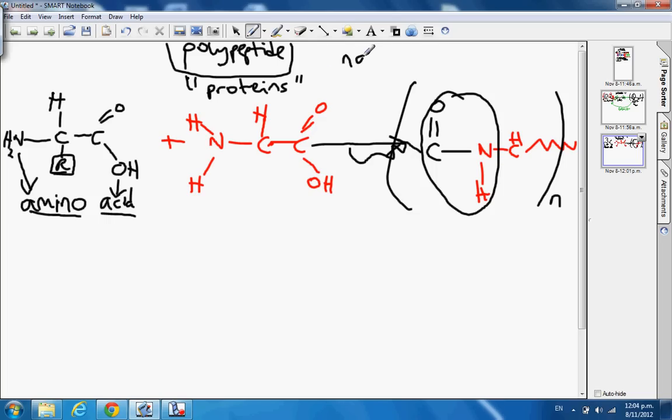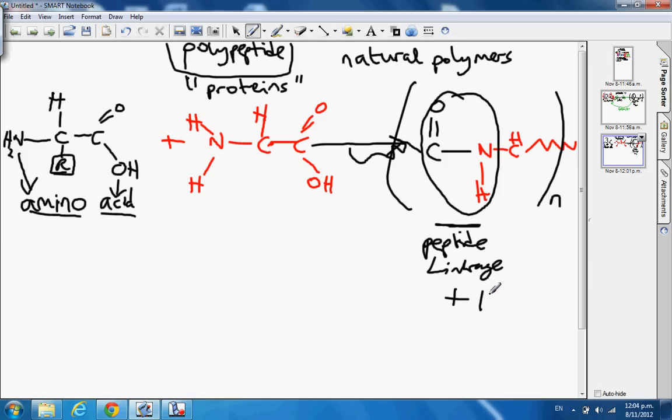But polypeptides are nature's version of polyamides, so they're natural polymers. Proteins are natural polymers, just like carbohydrates are as well, and I'll discuss those in a second. You'd have many of these peptide linkages, and when you have many peptide linkages, you have a polypeptide. Also, as with all condensation polymers, you form the polymer plus a loss of a small molecule, again H2O in this case, the H2O coming from here and here.